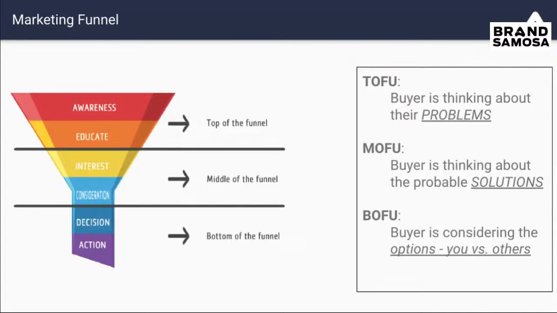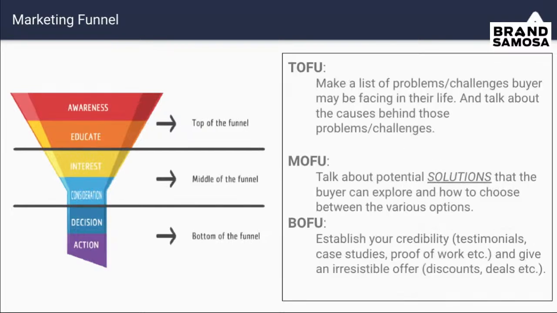Meaning the TOFU and MOFU basically are on their own, and they are thinking about the problems and solutions. Now, coming to what you can do with this funnel, right? The simple thing that you can do is, for the TOFU customers, which is top of the funnel, you need to talk about their problems, and for the MOFU, you need to talk about the potential solutions that they can explore, right? And how to choose between various options.